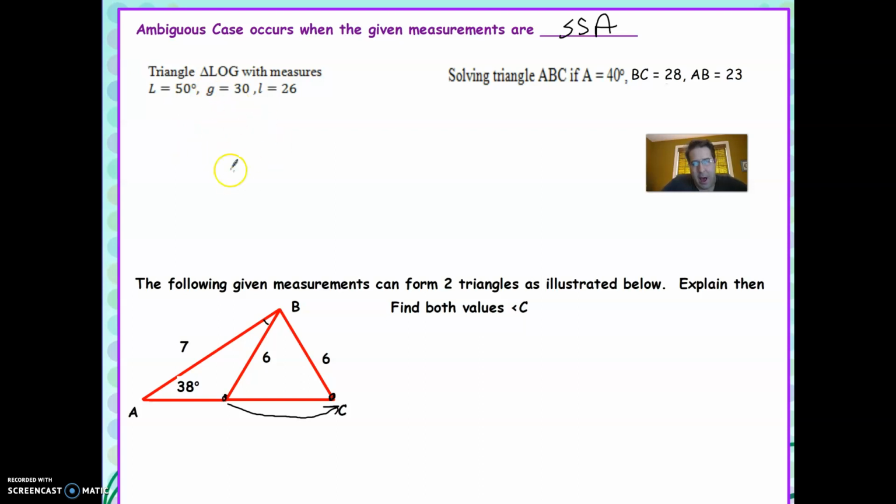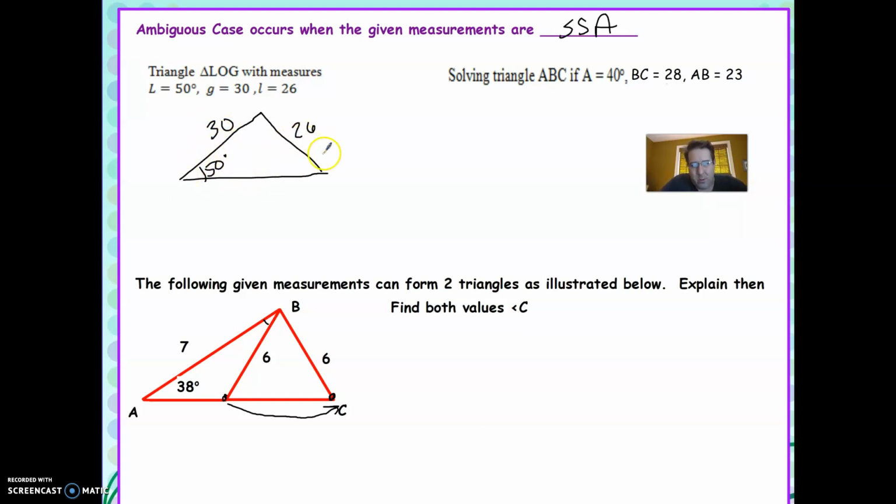Now, how do I know that the ambiguous case is occurring? Unfortunately, you really just kind of have to solve for it. Now, when I'm given this question, I'm just going to draw this to show you what I'm talking about. This is 50 degrees. Side L will be 26, and G is 30. I could have put 30 on the other side, but it doesn't really matter in the end. I just like the way it illustrates this way.